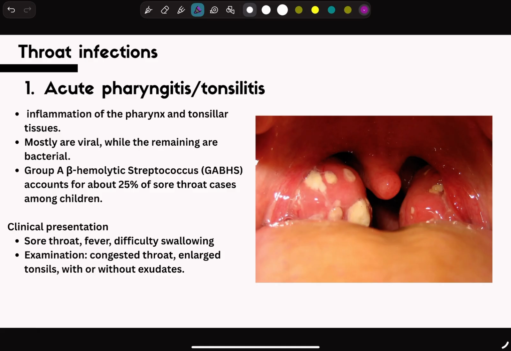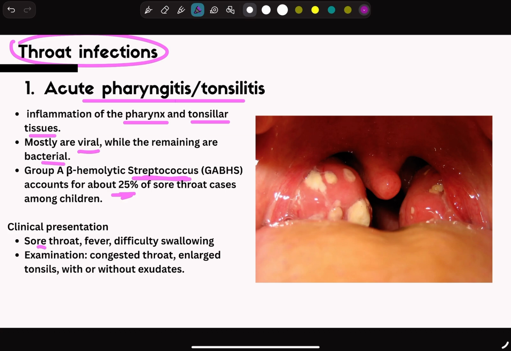Right, so let's move to the throat infections. So we've got the acute pharyngitis or tonsillitis. It's basically inflammation of the pharynx and the tonsils. Mostly are viral, but it can be bacterial, especially we've got the strep throat, streptococcus tonsillitis, which accounts for 25% in children.